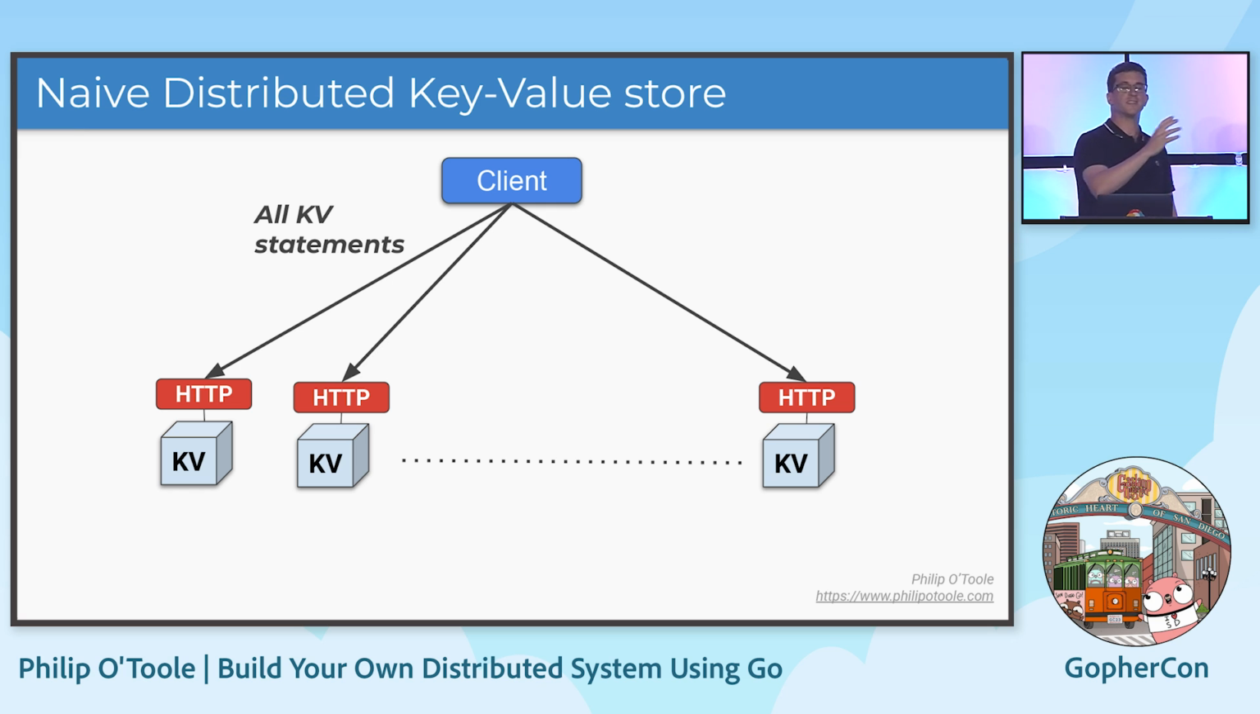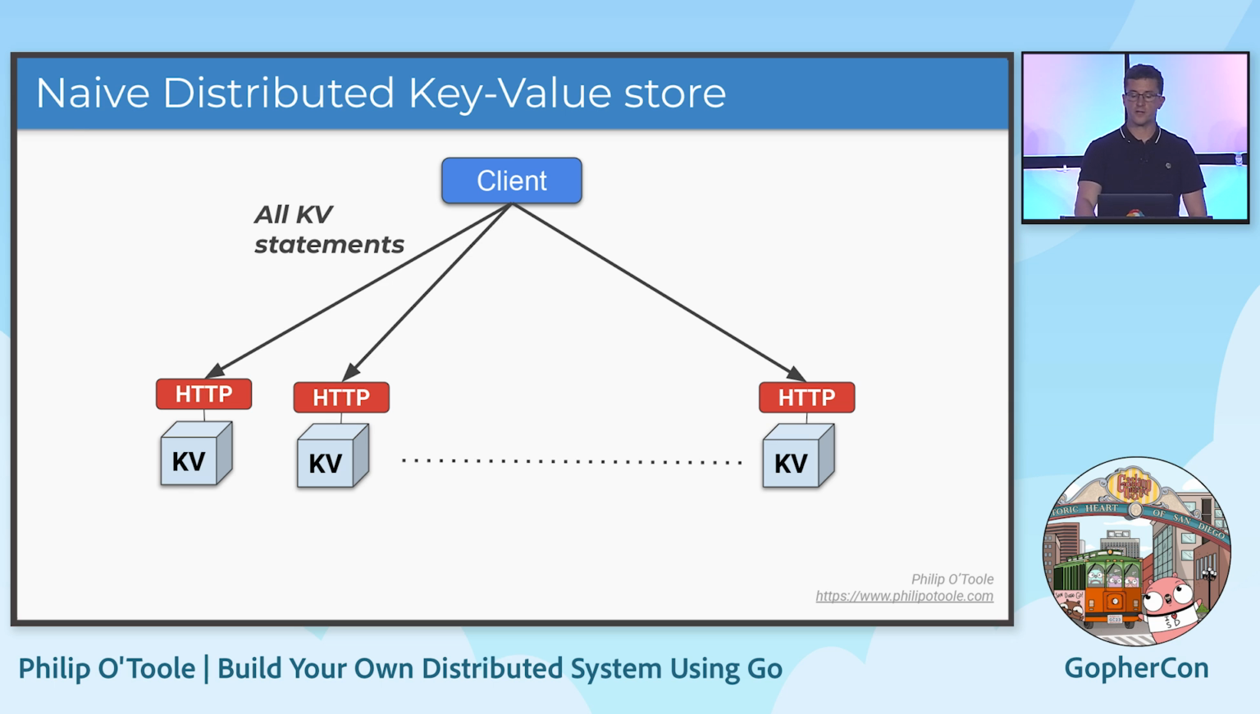Now, of course, this system, I would never build it because this system suffers from all the problems that we outlined earlier. What do you do? What does the client do if some nodes don't respond? What is the mechanism for resolving conflicts if two clients come in and set the same key to different values? But this is where we start.